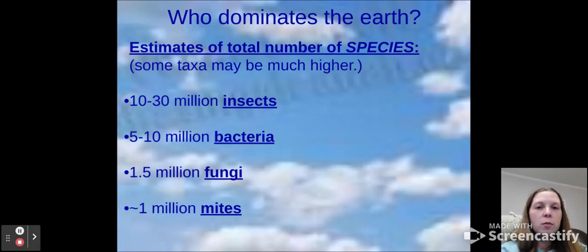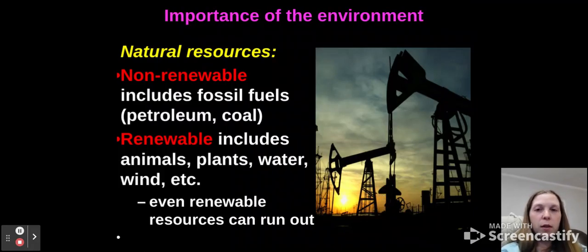So in terms of species that kind of dominate the population pie graph, basically, we have 10 to 30 million insect species, 5 to 10 million bacteria, 1.5 million fungi, and around 1 million mites. And that's the total number of species.